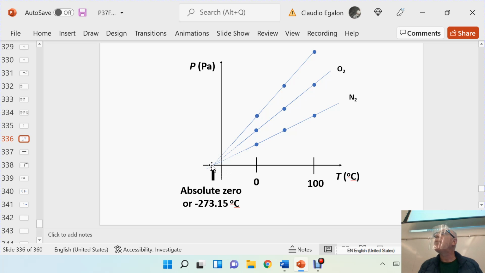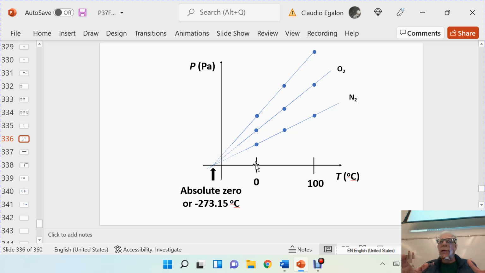What would that correspond to? That would correspond to a pressure of 0. Make sense? A gas at 0 pressure has the ultimate lowest possible temperature. A gas at 0 pressure has absolute 0 temperature. That's what it means. No substance can have a negative pressure, so no gas can have a negative pressure.